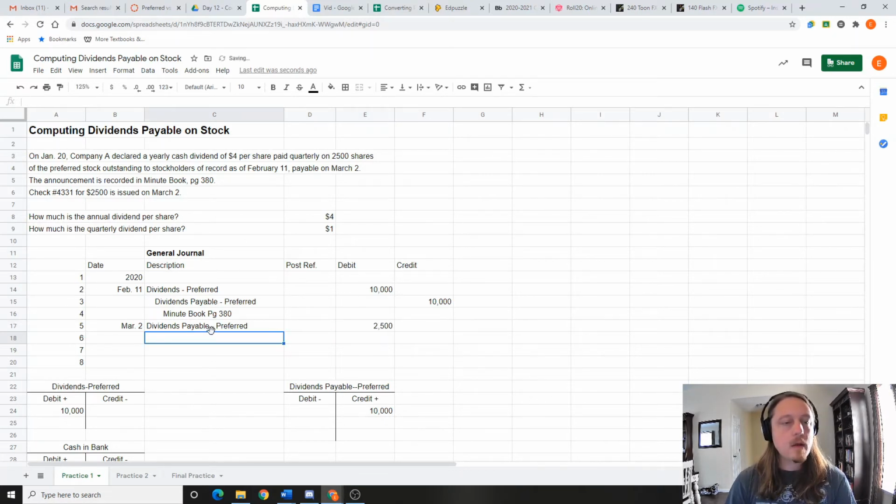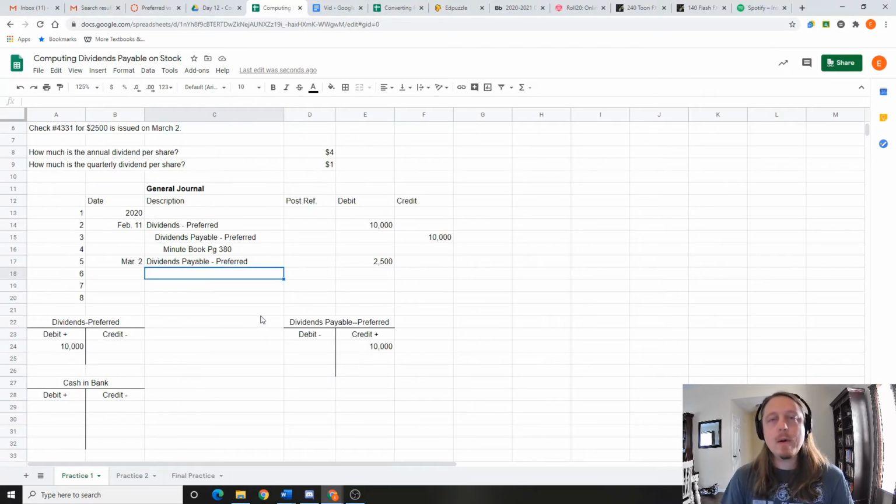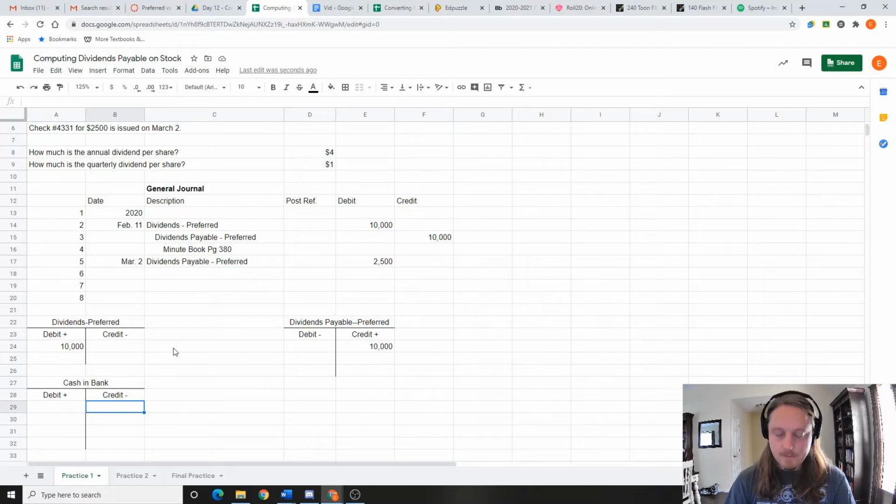Perfect. Okay, so now we're taking that bill down. What we owe them has come down, but where's the money coming from? Well, the cash in bank. So we've got to make sure we put $2,500 there so that the cash in bank decreases. And now it's balanced. Oh, I forgot to mark the payable.